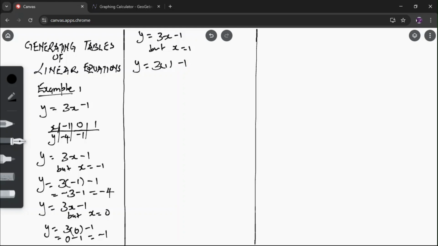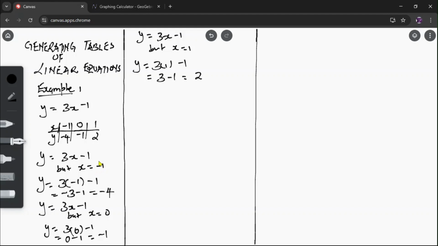Then we work out this example here. I'll come and say that 3 multiplied by 1 is 3. Then I subtract 1 here. My answer will be 3 minus 1 equals to 2. So here the value is 2.